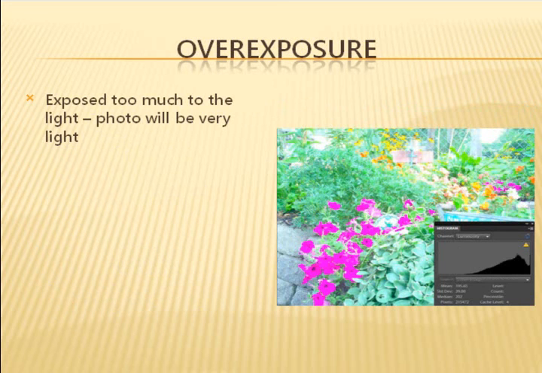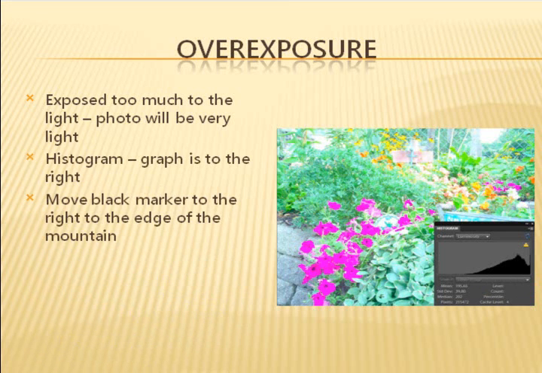Here's an overexposed photo. It's exposed too much to the light, so the photo is very light. It's very bright. And the histogram, you can see the graph on this is all the way to the right because it is overexposed. And when we get into Photoshop in the next lesson on fixing photos, you'll be moving the black marker to the edge of the mountain.